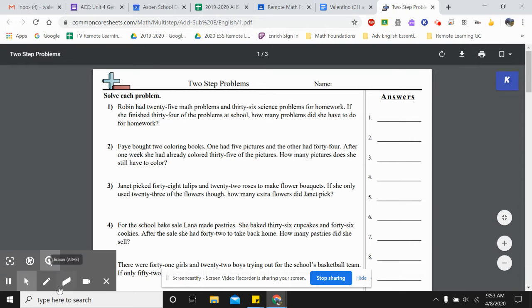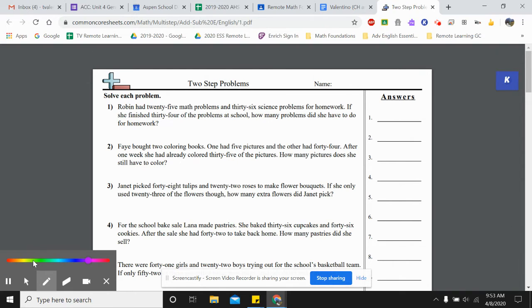The first thing that we need to do is make sure that we are understanding what information we actually need to solve this problem. So the first thing we want to know is, what is the actual question? The question is, how many problems did she have to do for homework? What we do know is that Robin had 25 math problems. This isn't a word, but I like to say, here's the number 25. She then had 36 science problems.